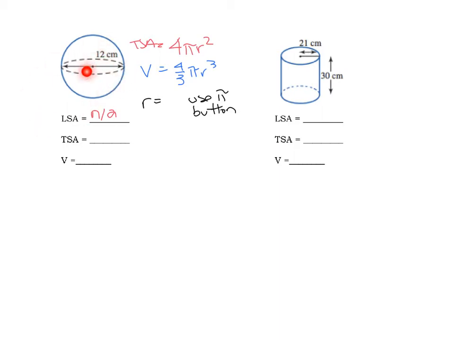Now we're moving on to a sphere. For a sphere, notice I already made a note here that the lateral surface area doesn't exist for a sphere, so I put NA. It's not applicable for this shape.